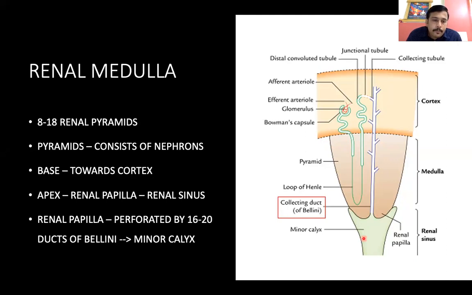Each renal papilla of the pyramid will have around 16 to 20 collecting ducts, which are the continuing parts of the nephrons itself. The collecting ducts, or the ducts of Bellini, open into the minor calyx. Different minor calyces will join to form the major calyx. The major calyx will further join to form the renal pelvis. This is the place where the urine is being secreted out.